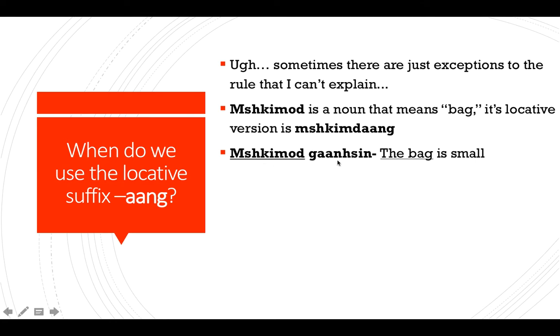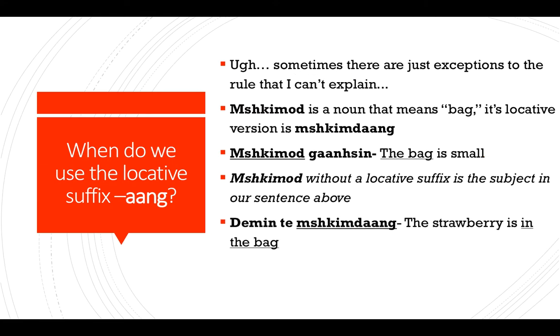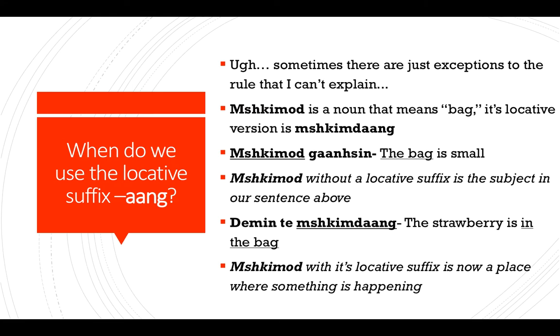So, mshkimut gasin means the bag is small. Mshkimut, without a locative suffix, is the subject in our sentence above. Damin te mshkimdong, the strawberry is in the bag. So mshkimut, with its locative suffix, is now a place where something is happening. It's where the strawberry is located, in the bag.